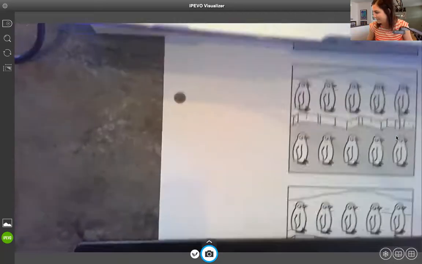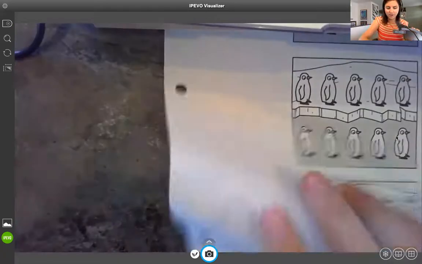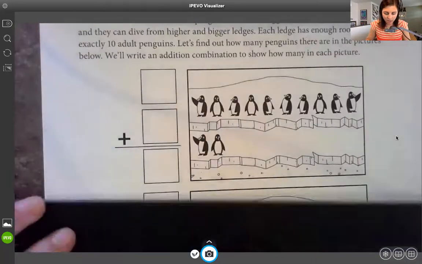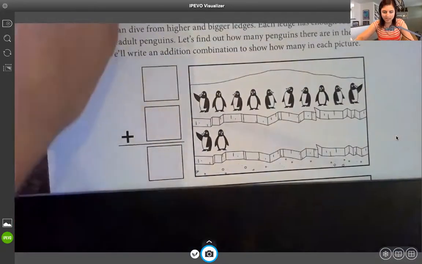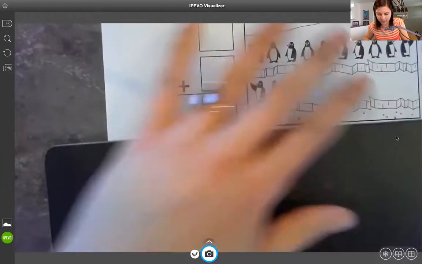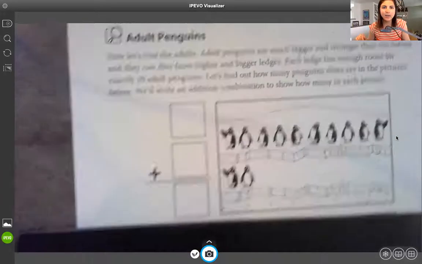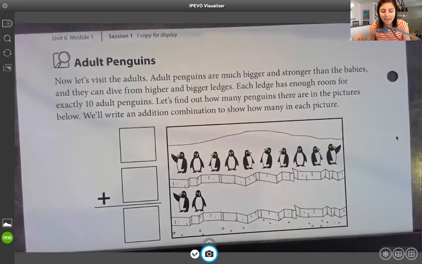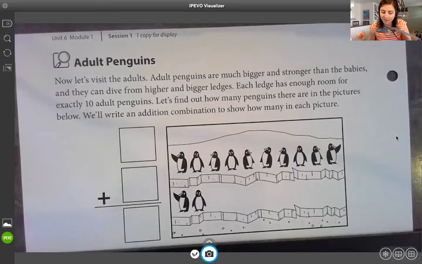Awesome job, guys. All right, let's flip to our adult penguins. So now our adult penguins, we don't need anything quite yet, composition notebook. That is for the worksheet that you'll be doing. So it says, now let's visit the adult penguins. Adult penguins are much bigger and stronger than the babies, and they can dive from higher and bigger ledges.